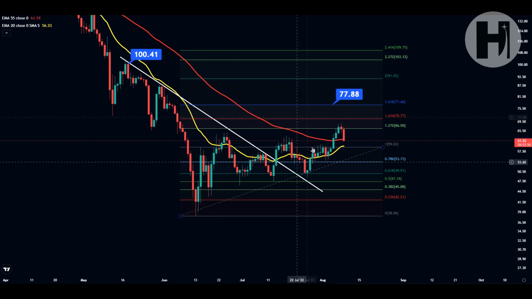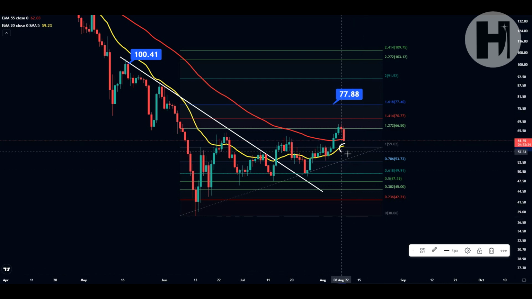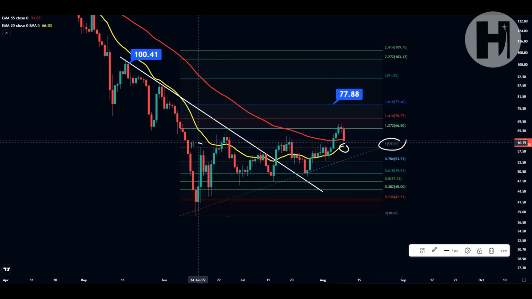And even without this bullish reversal pattern, our technical target regardless is the 1.618 at $77.50. So right now we're running into the 1.272 here as resistance, and we're coming back down to retest the 20 MA and the first fib level here. So this is the level that we're going to retest.